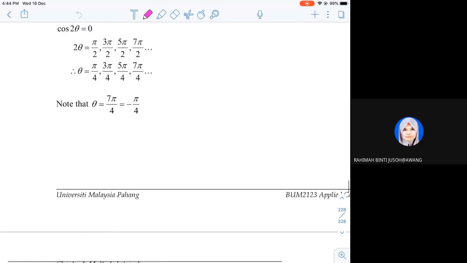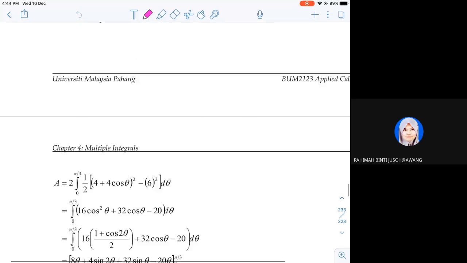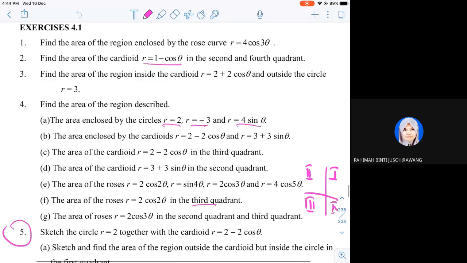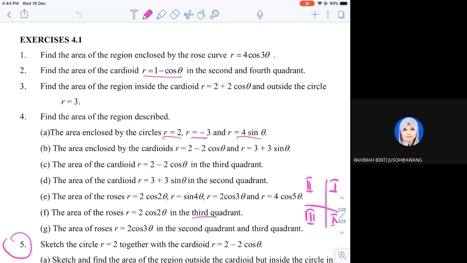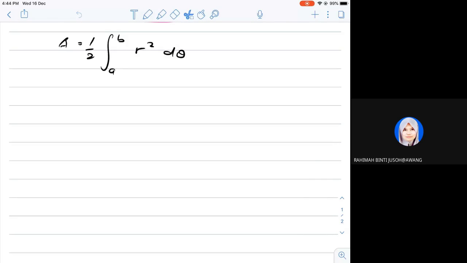So exercise 4.1. Okay, exercise 4.1. Let us do question number 1. Find the area of the region enclosed by the rose curve r equals 4 cos 3 theta.